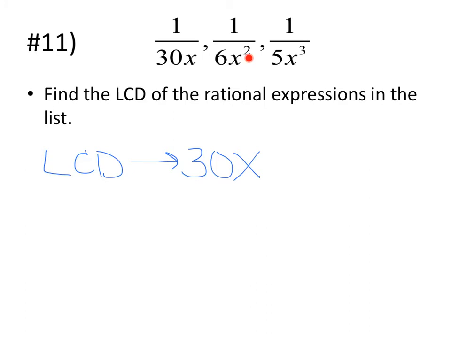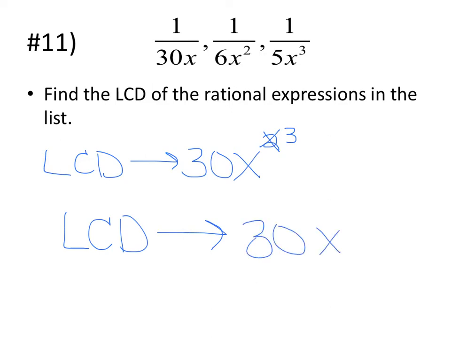We already took care of the numbers. I want an x squared represented, so I'm going to have to change this to squared. I need an x cubed represented, so I'm just missing one x here. So instead of squared, I'm going to make it cubed. So your LCD for these three fractions would be 30x cubed.